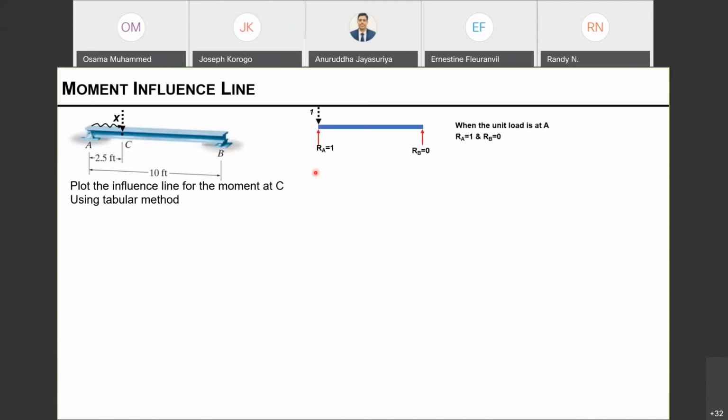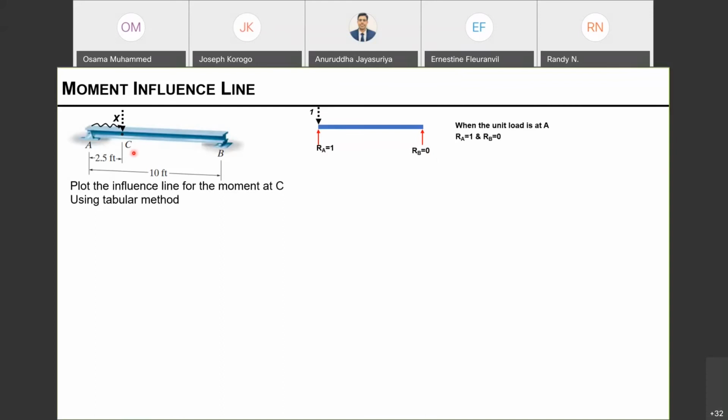Okay, now let's look at this beam. Supported at A, supported at B. Using the tabular method, it's saying that you place your unit load at different locations. This is my first location that I can think of. So when my unit load is at A, the reaction is going to be the same number because it's on top of that. And RB is going to be 0 to maintain the equilibrium.